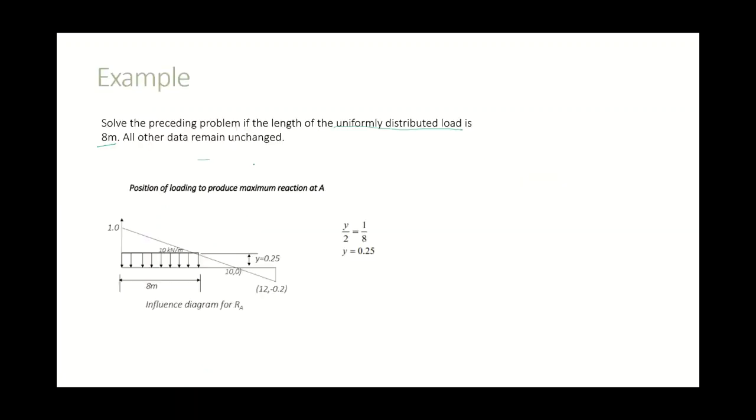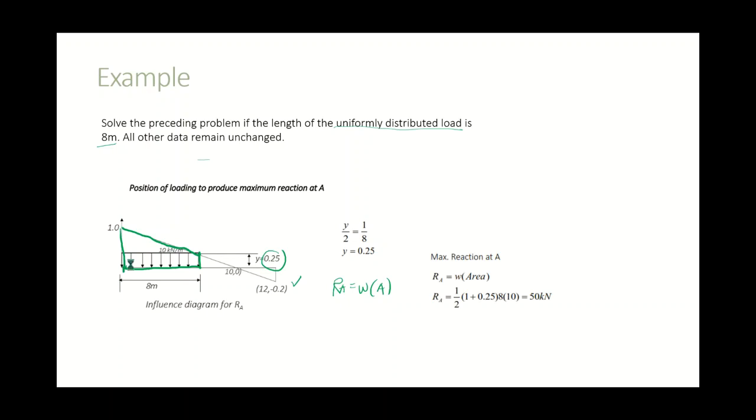So, tingnan natin. To produce the maximum reaction at A, ito yung influence diagram for RA. Lalagay lang natin yung distributed load dito sa portion na to. Ratio and proportion. Ito yung height. And then, di ba, to get the reaction at A, kapag uniform load, W times the area. So, ganun lang. So, W times the area of the trapezoid. Ito yung area, no? Trapezoid siya. So, compute nyo lang. So, ganun lang, compute nyo yung RA.